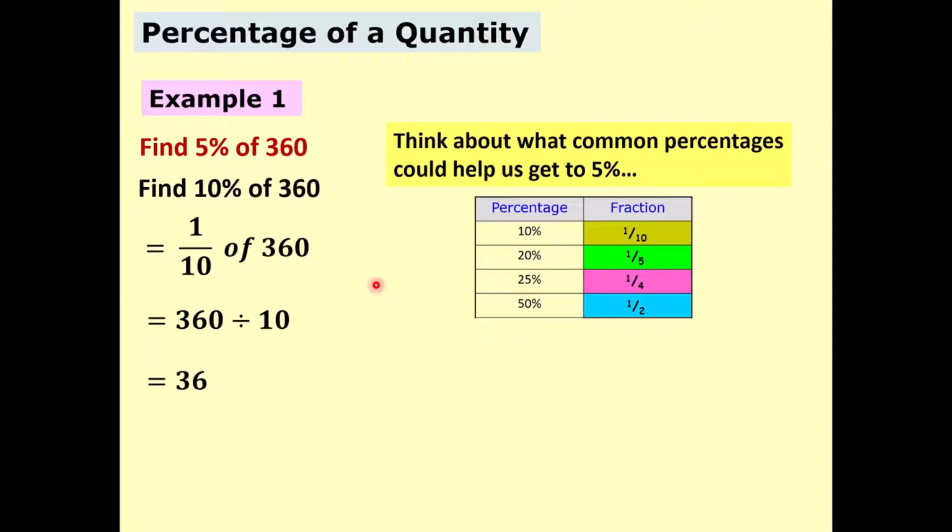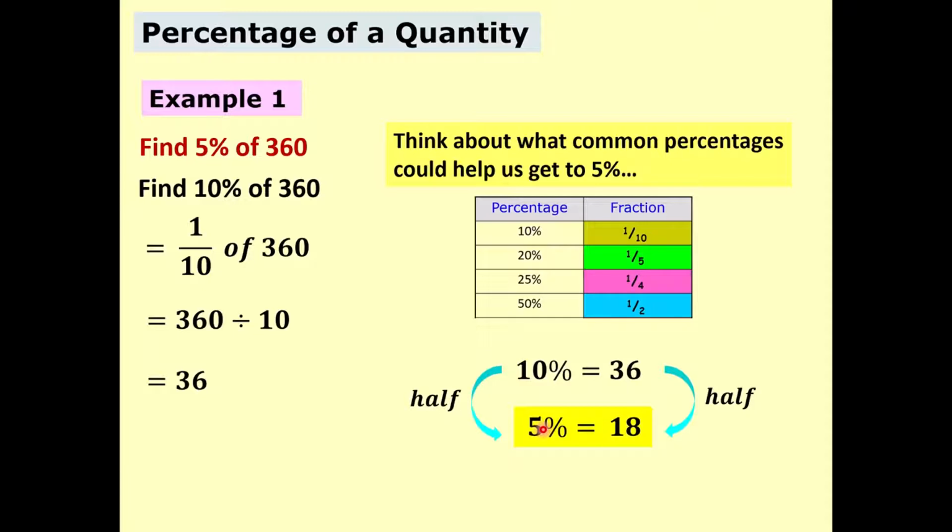But we're not after 10%, we're after 5%. So we're saying 10% is equal to 36. However, 5% is half of 10%. So since we've halved our 10%, we then just need to half our 36 to get 5%. So 5% of 360 equals 18. So the steps we've done there, we've found 10% and then we've just halved it.